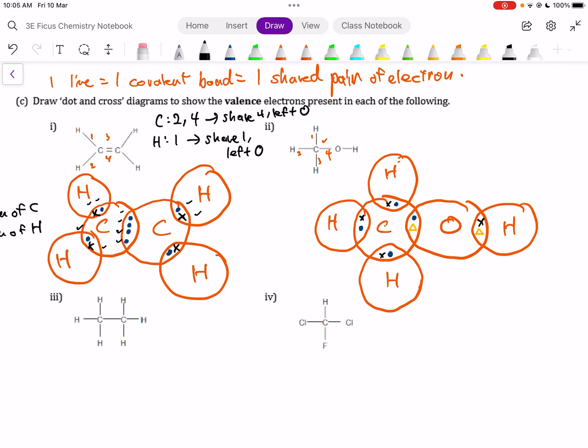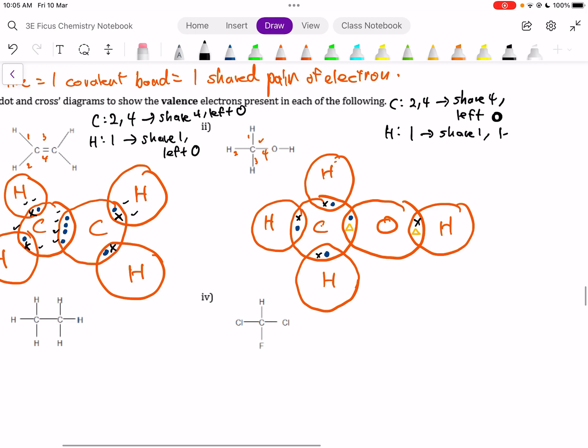But over here, the carbon, same thing, share 4, left 0. Hydrogen is 1, share 1, left 0 also. But for the oxygen, you got to be careful. It's 2, 6. So this one shares 2, because it needs 2 more to get a full outermost shell. Then you left 4. So I got to reflect 4 triangles outside.